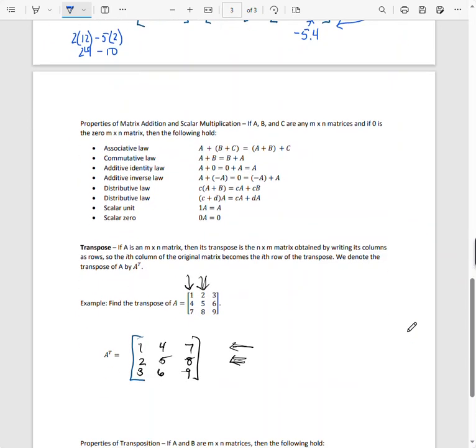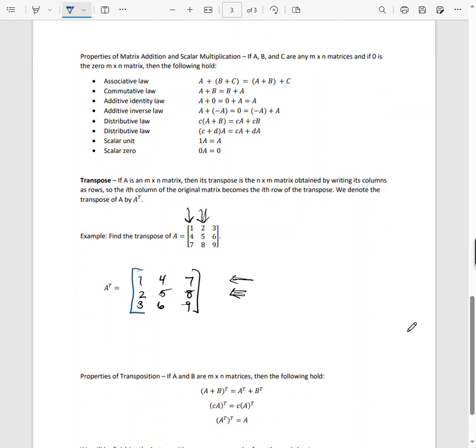Let's look at some properties of matrix addition and scalar multiplication overall. Now that we've seen examples, we'll put it in mathy terms.